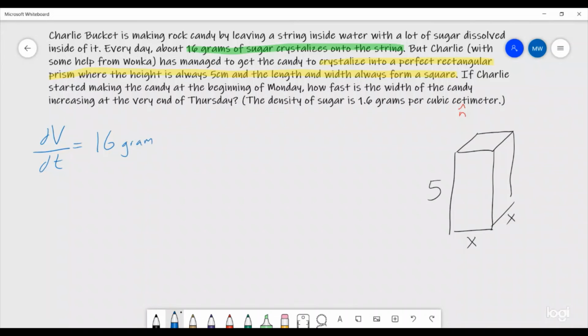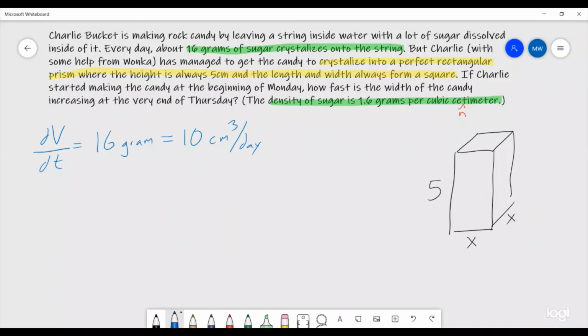Are grams a unit of volume? No, grams are a unit of mass, so we need to figure out what's the volume. Well, that's what this density piece down here at the end is telling us. The density is 1.6 grams per cubic centimeter, so that means the change in volume is 16 grams divided by 1.6 grams per cubic centimeter to give us 10 cubic centimeters. So that's how fast it is changing: 10 cubic centimeters per day.